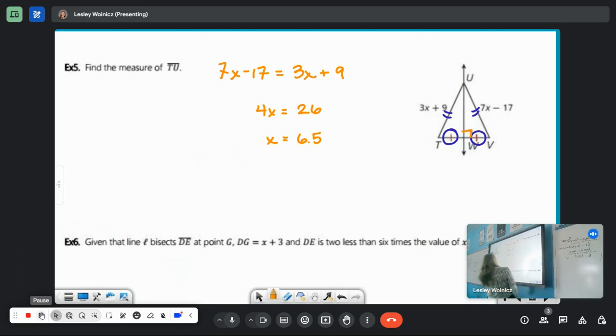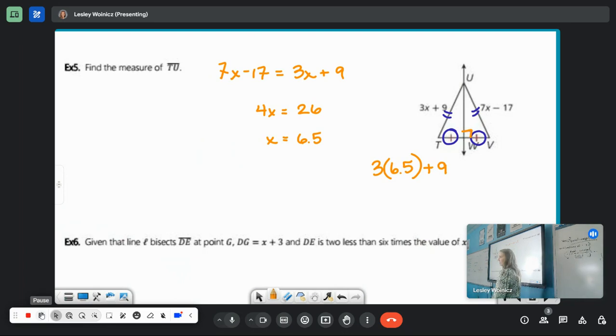Okay. So TU is that one, but it doesn't really matter because their measures should be equal anyway. So if I want to know if I got it right, I could plug it into both and see if I got the same thing, right? All right, let's do it. So I want 3 times 6.5. Put your calculators away. We're going to work in our brains today. I'm going to show you how to do this in your head.